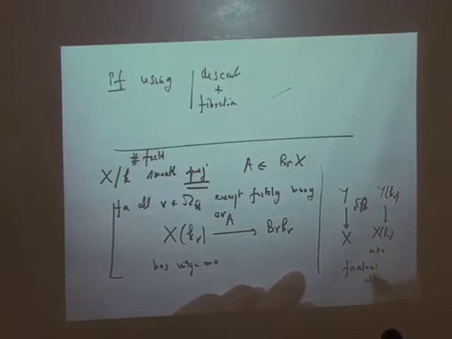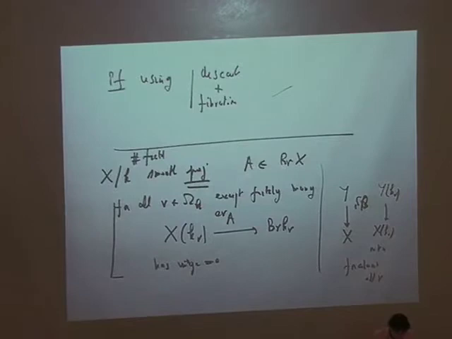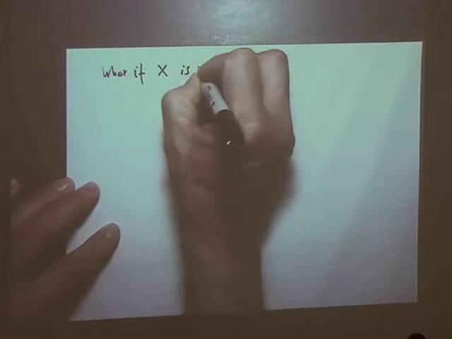So now we want to look at the situation where, in fact, this doesn't work. What do I mean by this doesn't work? I'm sorry? What happens for almost all v? For almost all v, this map is onto. And that corresponds to the fact that A vanishes on all the K_v points. So this map is onto. Now, we're going to look at the situation where X is not projective. So what if X is not projective?